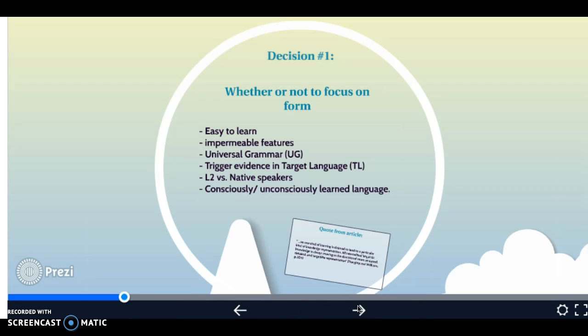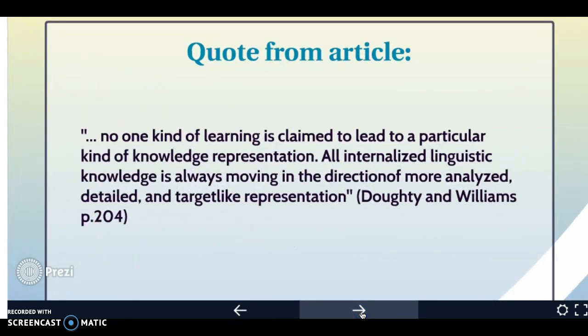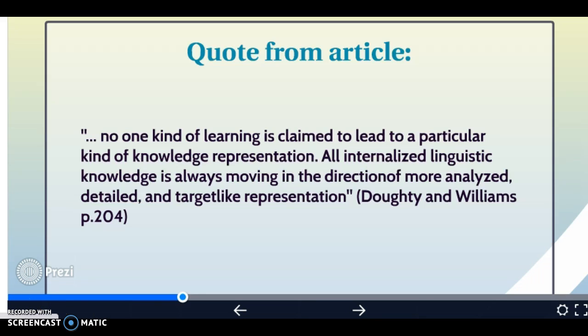Meanwhile, it is interesting to read this quote by Doughty and Williams on page 204. No one kind of learning is claimed to lead to a particular kind of knowledge representation. All internalized linguistic knowledge is always moving in the direction of more analyzed, detailed, and target-like representation. So to conclude on whether or not to focus on form, teacher can depend on learners' cognitive processing capabilities to integrate explicitly learned and represented knowledge into the developing interlanguage system, thus permitting a role of focus on form in instruction.